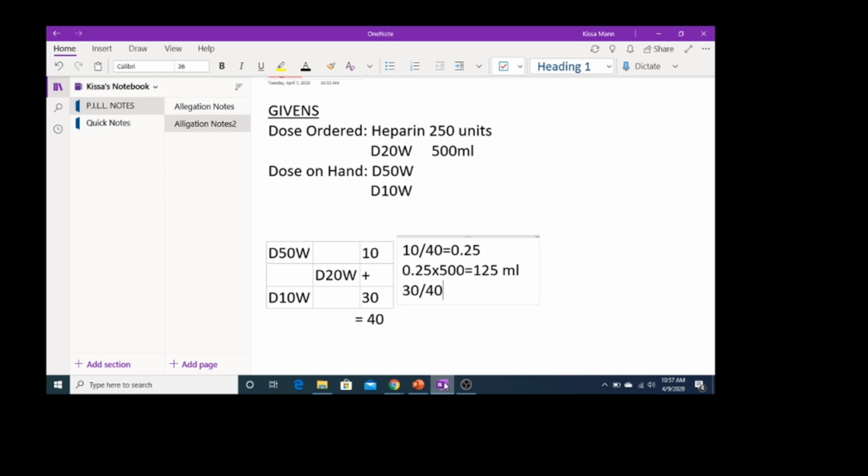So we'll go ahead and do it for dextrose 10%. 30 parts out of the sum total of 40. We'll solve for that. That's 0.75. And then we'll take that value, multiply it by our total volume, and that'll yield us 375 milliliters. And that is our, again, final volume we need for dextrose 10%. So there you have that.